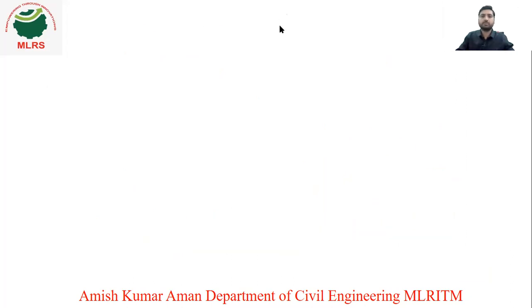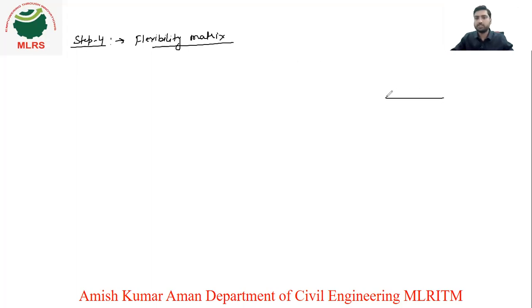Step 4. What is our step 4? Making flexibility matrix. We will make this flexibility matrix now. Okay. So let's take this. I will show you here. Let's take this. This is first coordinate. This is your second coordinate. Here reactions are there.